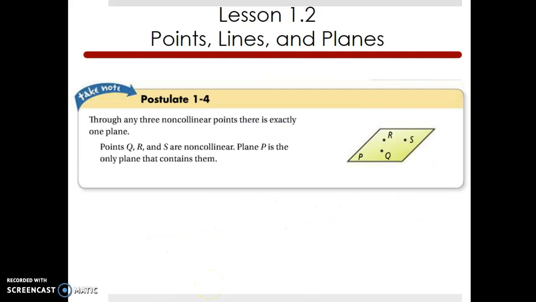The next postulate we're going to learn is through any 3 non-collinear points, there is exactly one plane. Again, we went over it slightly. Non-collinear means not on the same line.